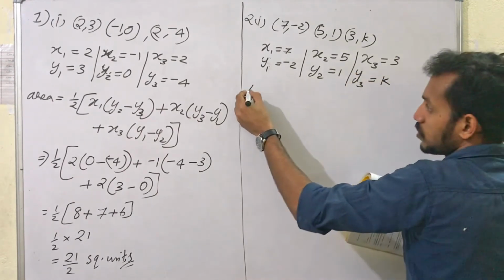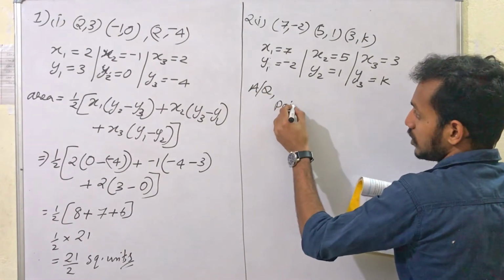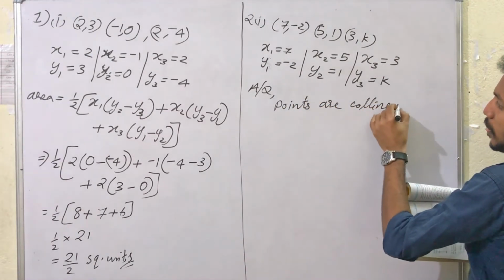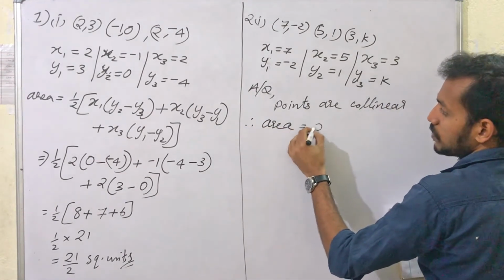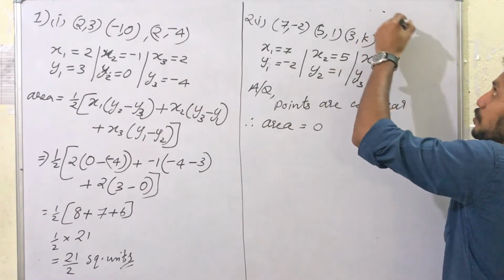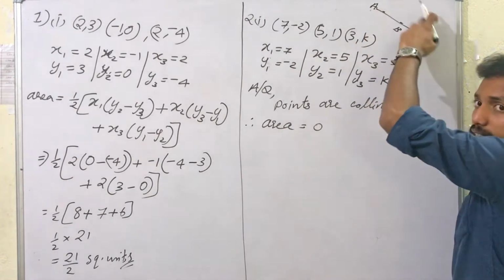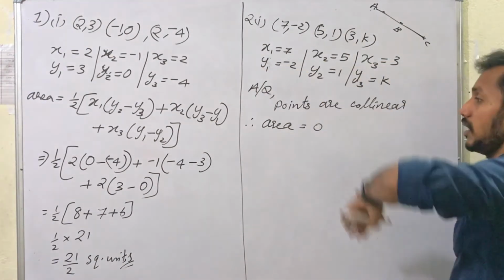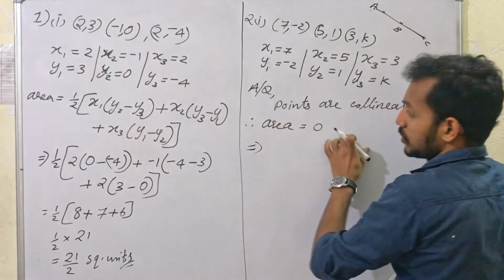Now, according to the question, points are collinear. Therefore, area is equal to 0. Area of triangle formed by these 3 points, I already told in the theoretical part. That is, if 3 points are collinear, then the area bounded by these 3 points will be 0, because they are lying in the same line. That means we can apply this formula and it will be equal to 0.